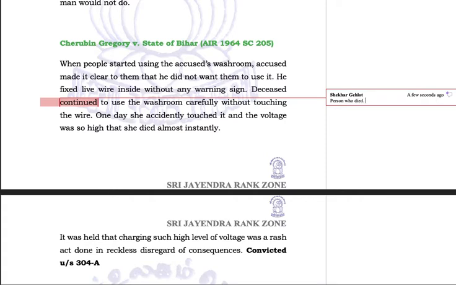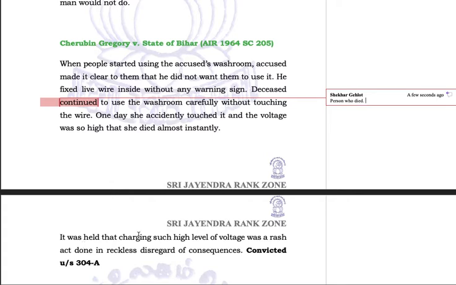Person who died. Okay. She continued to use the washroom without touching the live wire. One day she accidentally touched it, and the voltage was so high that she died almost instantly. Okay, one day she touched it and she died.